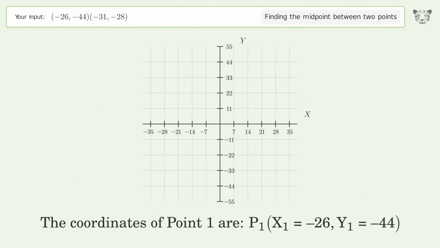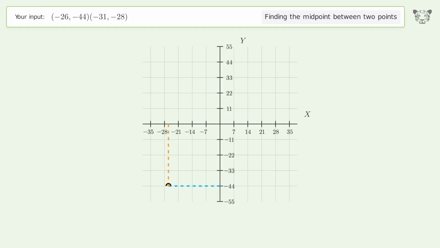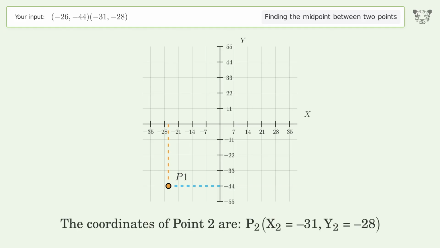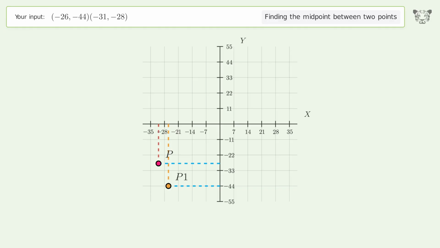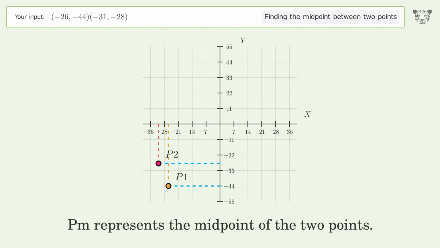The coordinates of point 1 are, x1 equals -26, y1 equals -44. The coordinates of point 2 are, x2 equals -31, y2 equals -28. PM represents the midpoint of the 2 points.